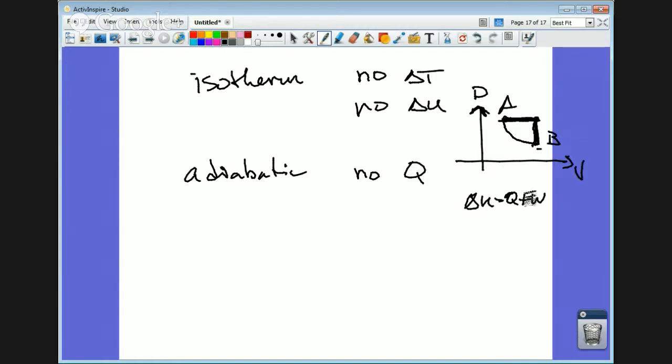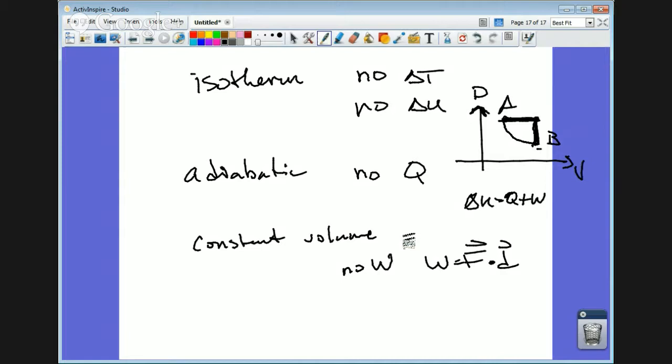There's no Q. Q in this equation is 0 if it's an adiabatic curve. If there is constant volume, remember, work is force dotted with displacement, right? So if you don't move the piston, if you don't change the volume, you can't have any work. No work, right? So isotherm, constant temperature. Adiabatic, there's no heat added or removed. Constant volume, there's no work done. Right? So remember those, and you'll be all set.